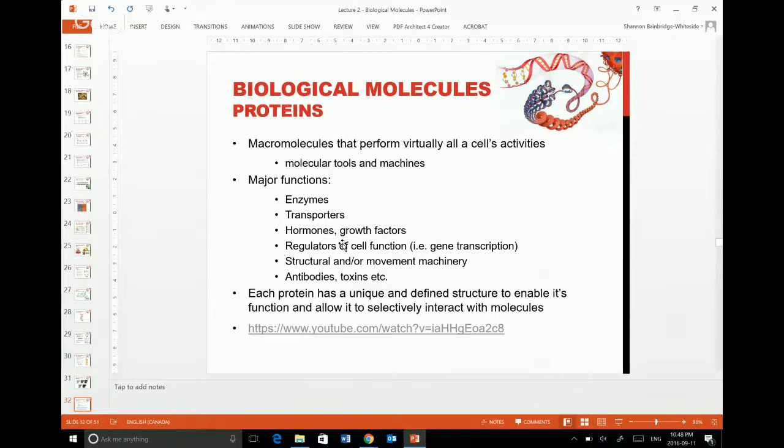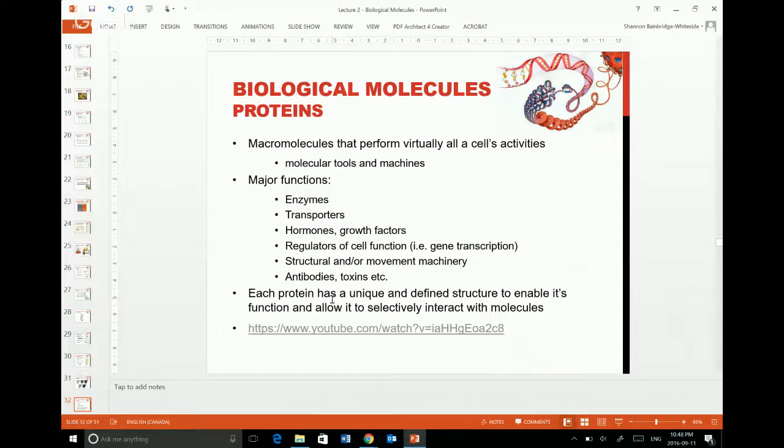So the major functions of proteins include acting as enzymes, so catalyzing reactions in a cell. They transport things around the cell and around the body. Some hormones are proteins. Most growth factors are proteins. They can regulate all sorts of cell functions. So we're going to talk a lot in this course about turning genes on and transcribing genes, and that is essentially completely regulated by a whole series of proteins. They're also responsible for structural formation of the cell, as well as any type of movement that needs to take place either within a cell or the cell movement itself.